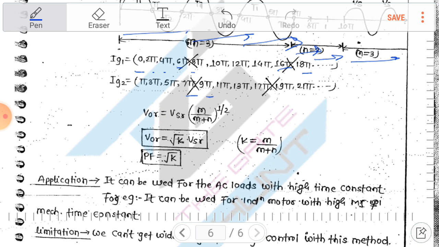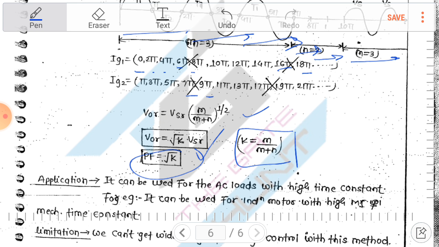Output RMS can be derived from here: VSR, this is the RMS value of source voltage, into under root of m upon m plus n, where m is the number of on cycles and m plus n is the total number of cycles. So m upon m plus n is referred to as k. So VOR equals root k into VSR, where root k is known as power factor.